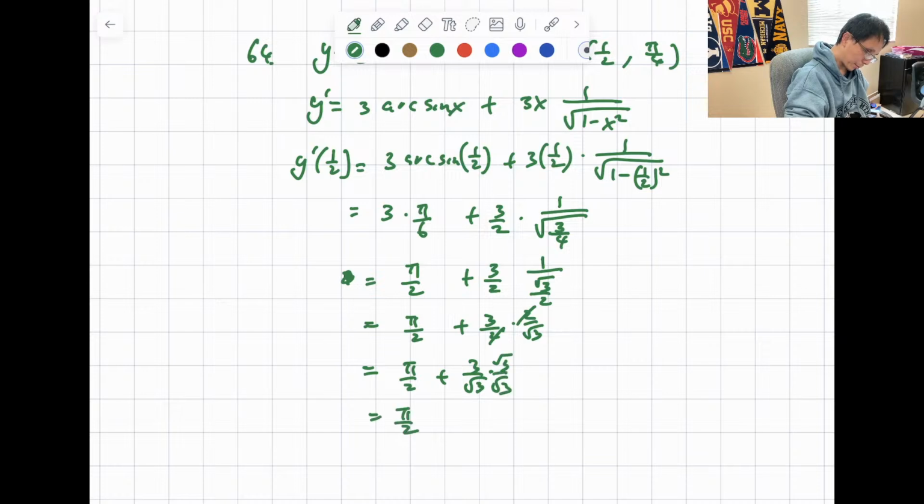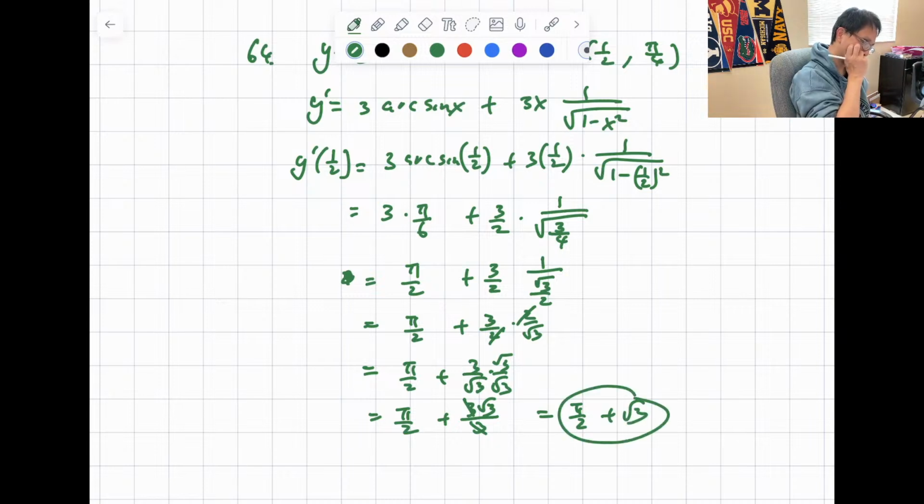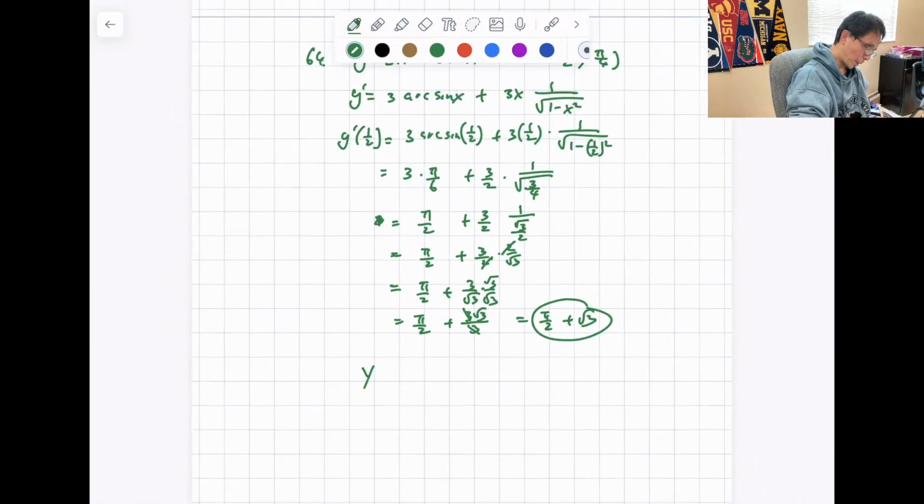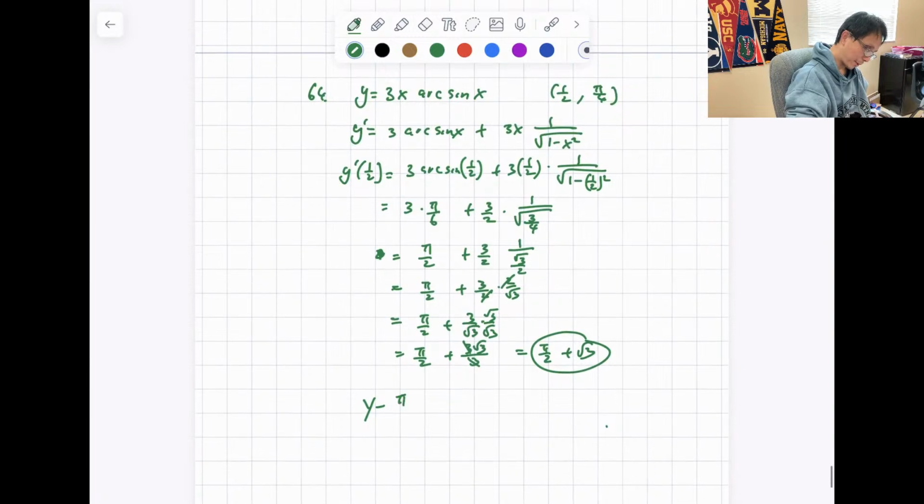Pi over 2 plus 3 root 3 over 3, so it's root 3. So pi over 2 plus square root 3. Awesome. That was fun. So y minus pi over 4 is equal to pi over 2 plus root 3 times x minus one half.